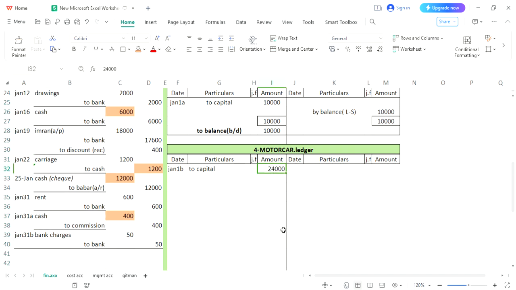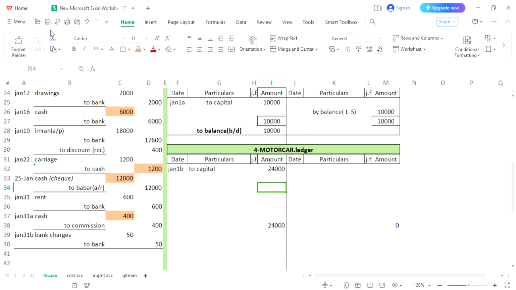It's time to calculate its balance. First step is to take sum of both sides. Sum of debit side is 24,000 and sum of credit side, nothing is mentioned over here. It means sum of credit side is 0. First step you have completed. You have summed both sides, 24,000 debit, 0 credit. Now choose the larger sum. 24,000 is the larger sum.